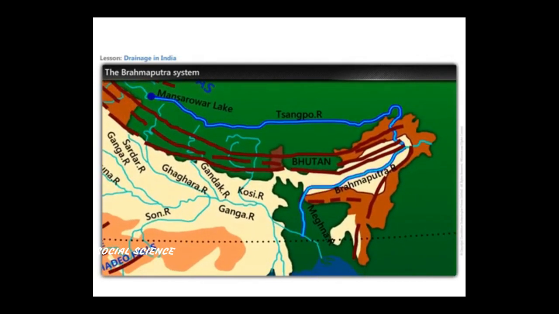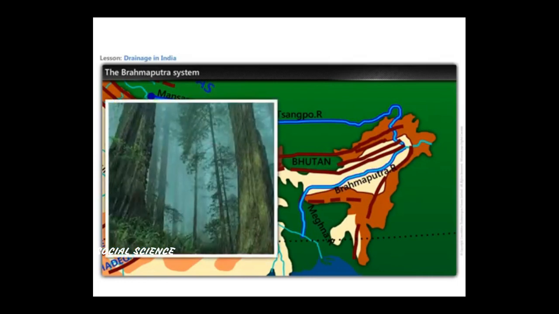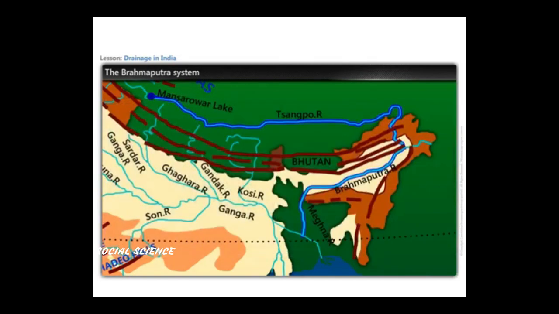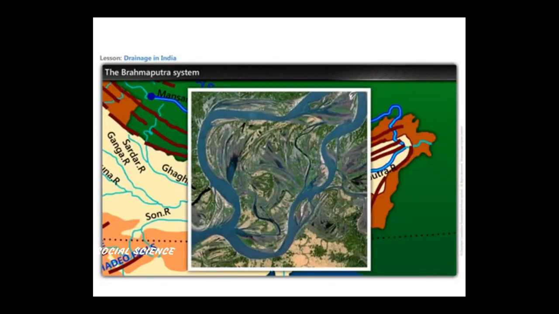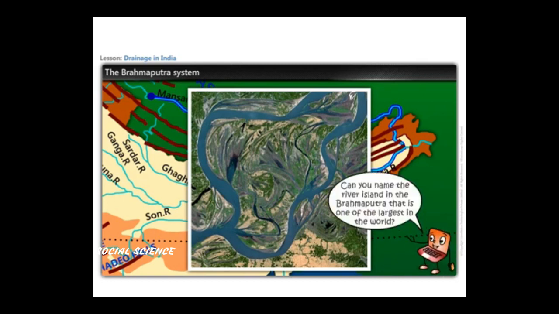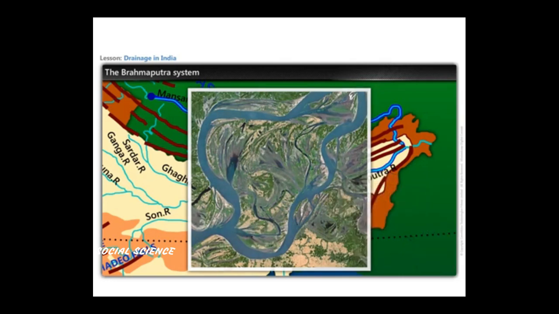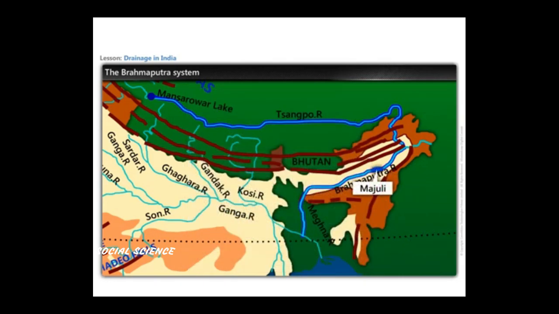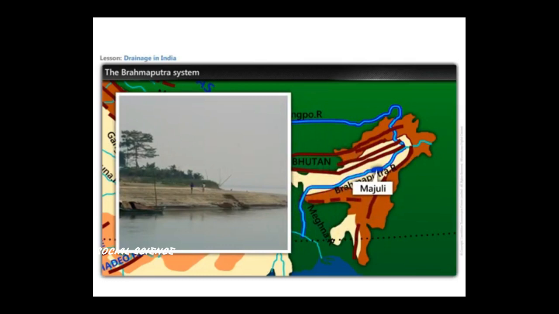In India, the river passes through the region of high rainfall. Hence, the river carries a large volume of water and considerable amount of silt. The Brahmaputra has a braided channel in its entire length in Assam and forms many riverine islands. Can you name the river island in the Brahmaputra that is one of the largest in the world? Yes, Majuli is one of the largest river islands in the world.